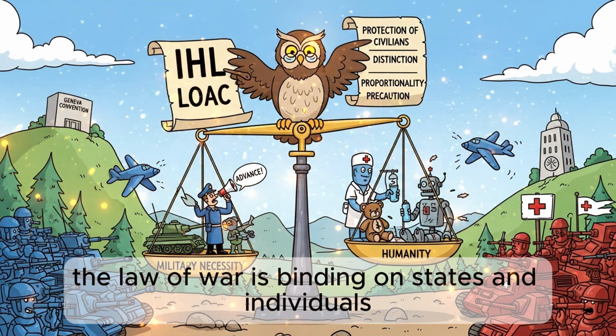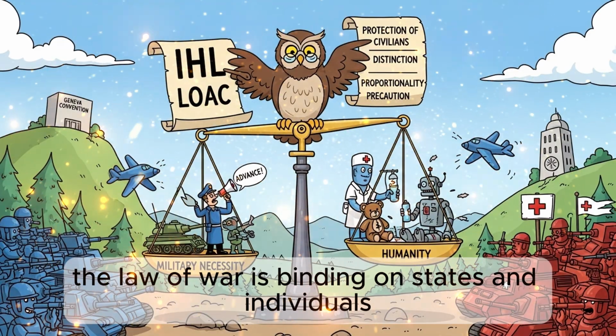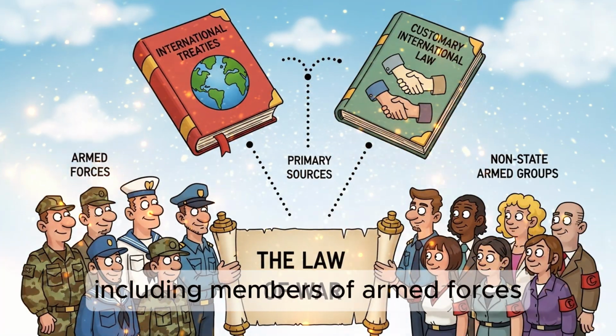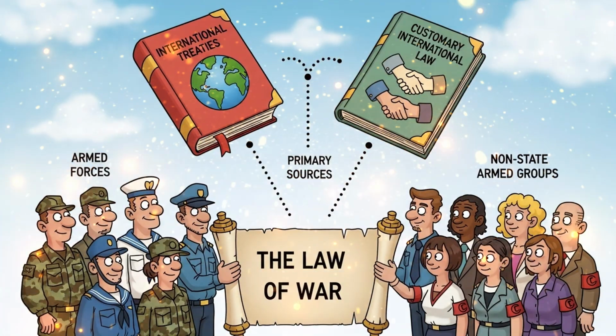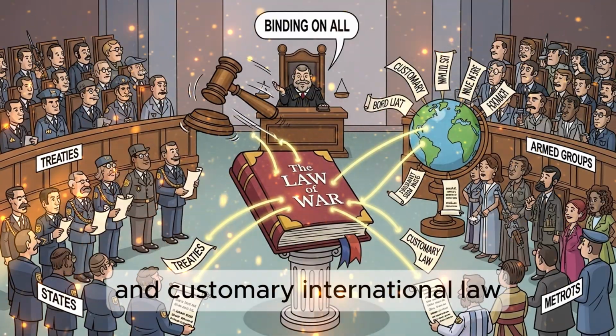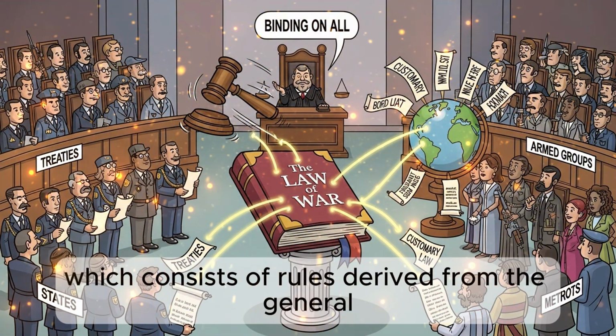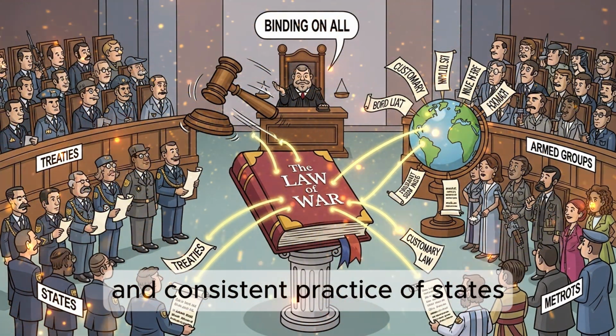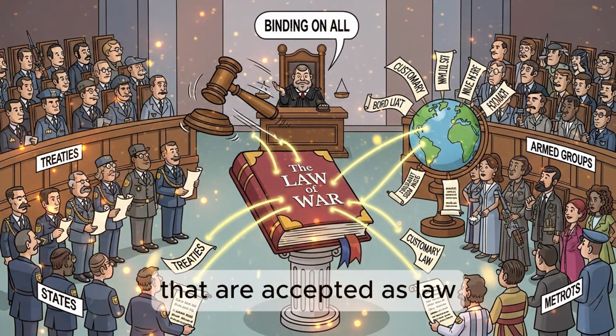The law of war is binding on states and individuals, including members of armed forces and non-state armed groups. Its primary sources are international treaties and customary international law, which consists of rules derived from the general and consistent practice of states that are accepted as law.